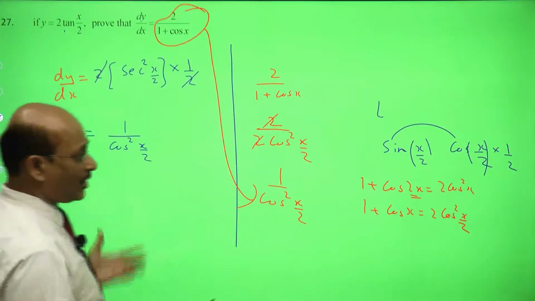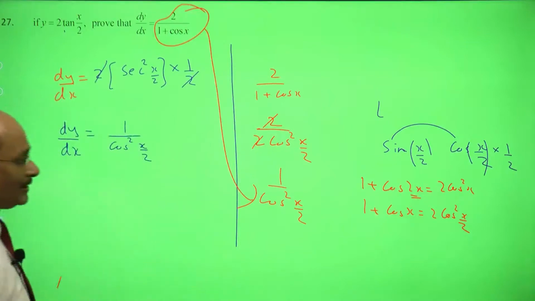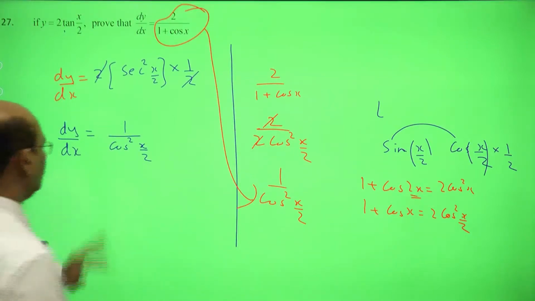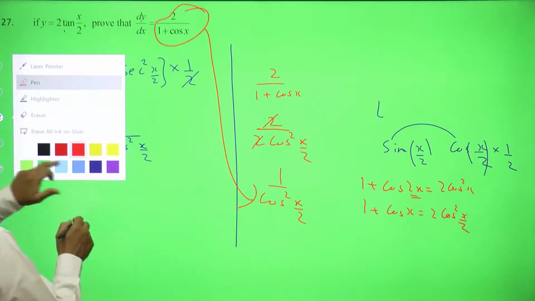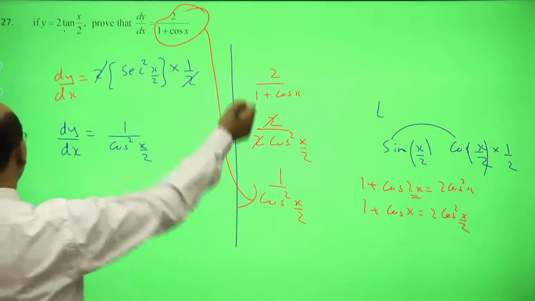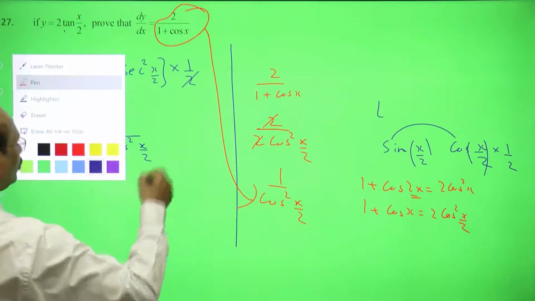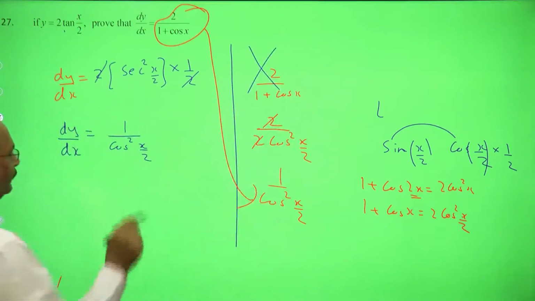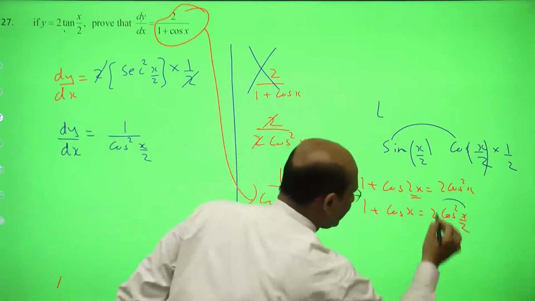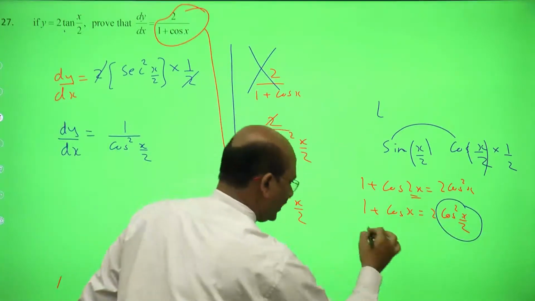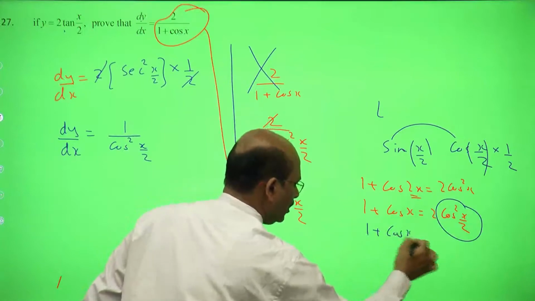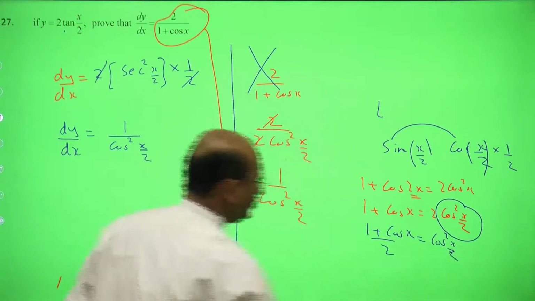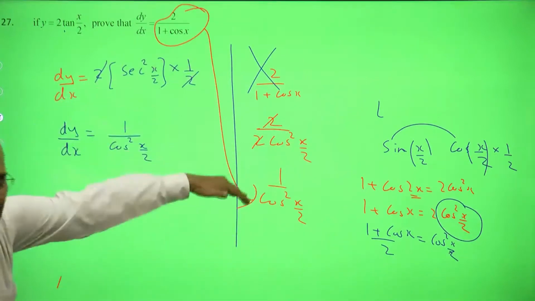Now, you might ask me, sir, how did I get this? Very simple. Please understand what I am doing. Now, suppose you are not dealing with this, because sometimes we don't know whether we are dealing with it right now. I want to ask you something. Now, cos square x by 2: what is cos square x by 2? 1 plus cos x upon 2 is cos square x by 2. Agree? Okay.